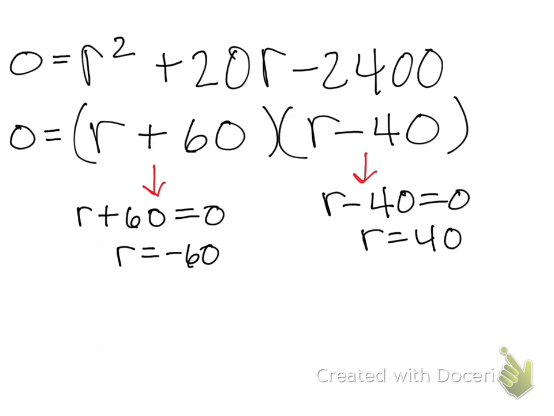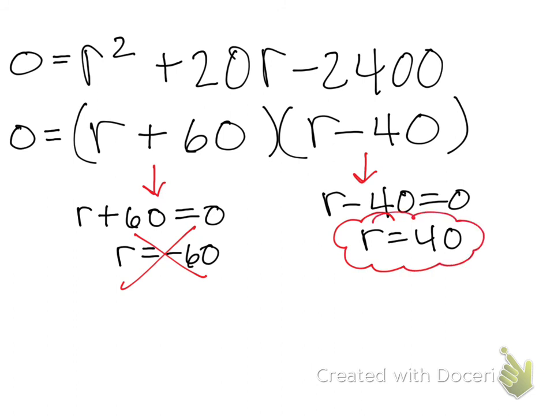Now remember, r stands for the professor's actual speed. So having a speed of negative 60, that doesn't really make sense. We joked in class that would mean he was driving backwards, but of course we know that is not true. So his speed would not be negative 60 miles per hour. His speed would be 40 miles per hour.